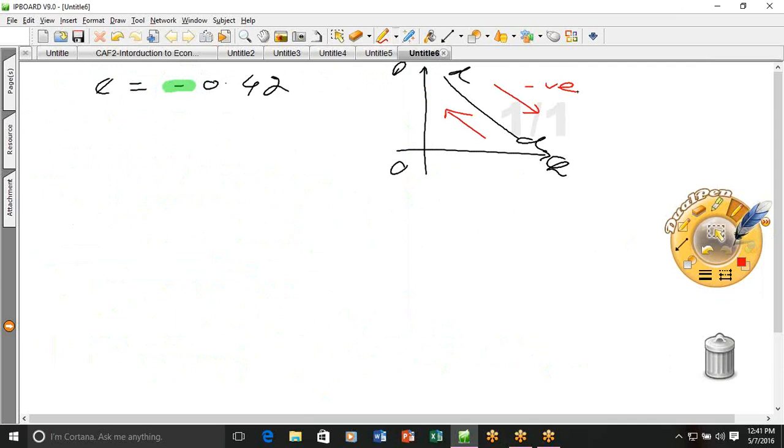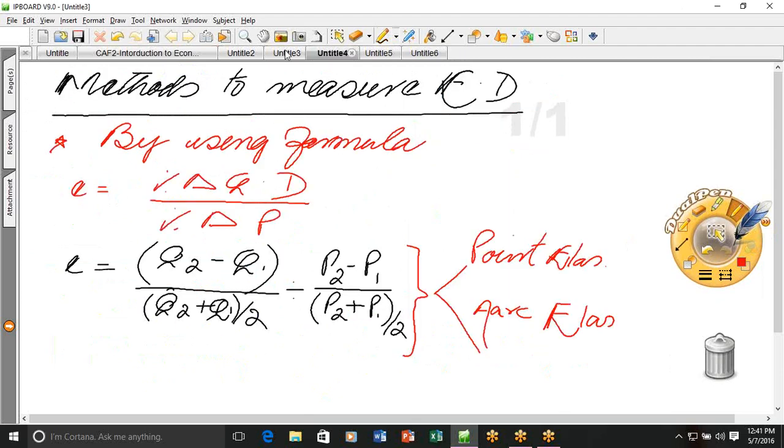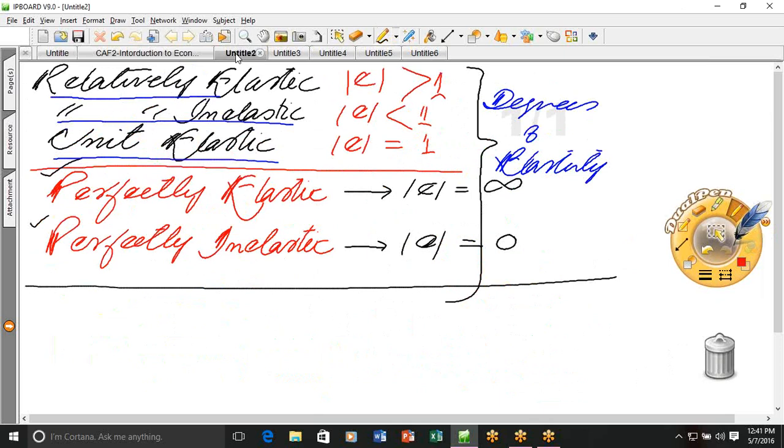अगर इससे हमने 1 से कंपेयर करना है देन वी हैव टेक सम एब्सोल्यूट वैल्यू. एब्सोल्यूट वैल्यू of E is 0.42 and it is in fact less than 1. डिग्रीज ऑफ इलास्टिसिटी ऑफ डिमांड में हमने देखा था, if absolute value is less than 1, it is relatively inelastic.